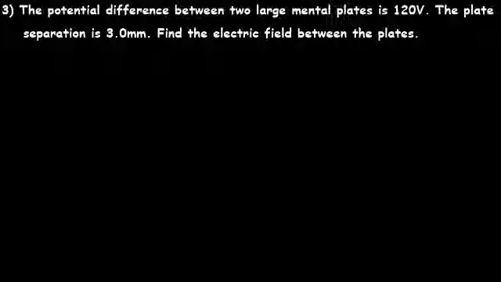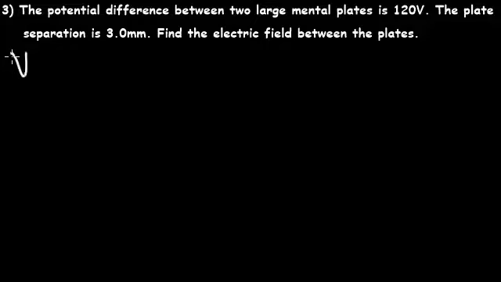On to example number 3. The potential difference between two large metal plates is 120 volts. The plate separation is 3.0 millimeter. Determine the electric field between the plates. By now, I believe you should know what to do. Pause the video and determine the solution to this problem. And after that, you can unpause it and see if you have done the right thing.